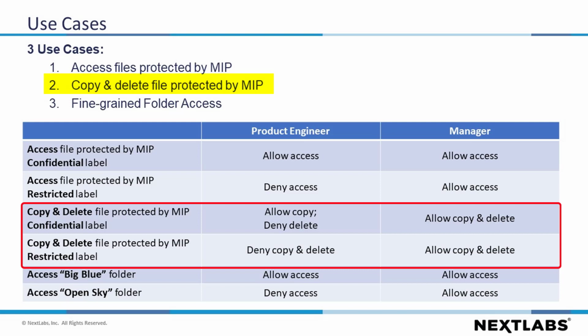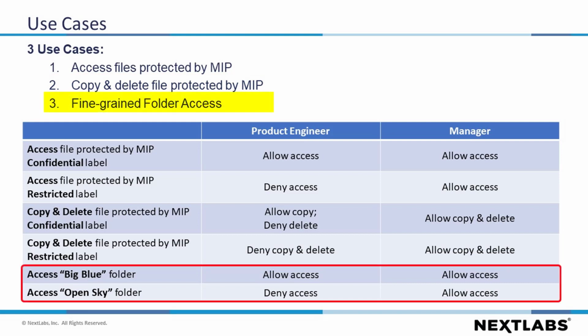For a file that is protected by MIP label restricted, the user will be denied copying or deleting the file if his title is Product Engineer, but allowed to copy and delete the file if his title is Manager. In the third use case, we will demonstrate fine-grained folder access.